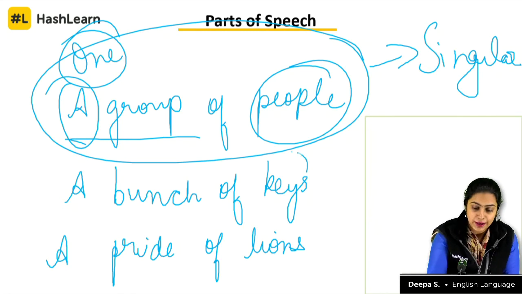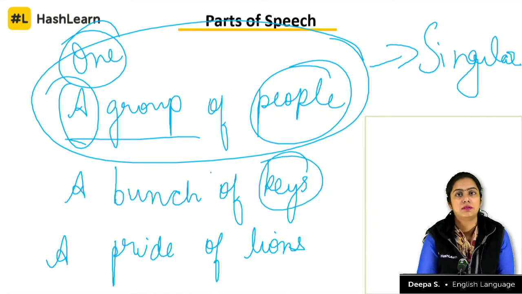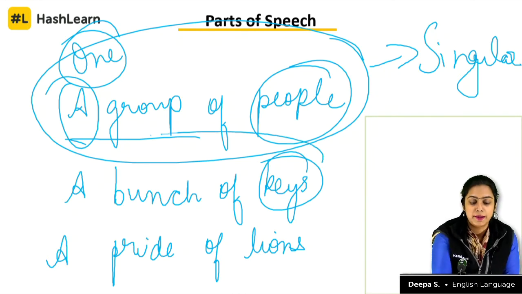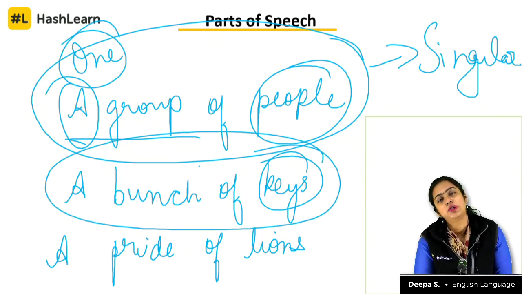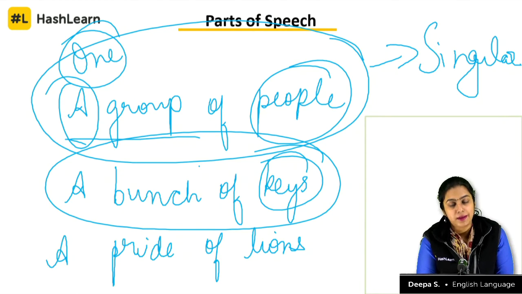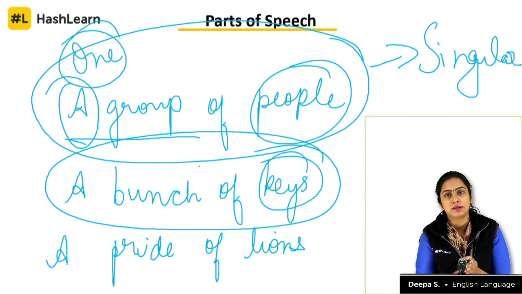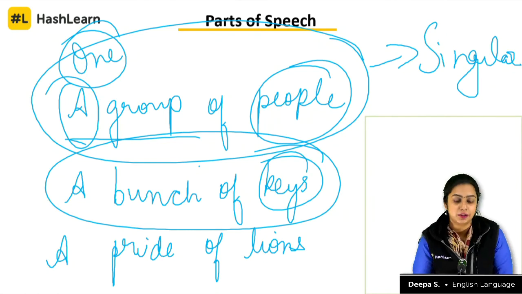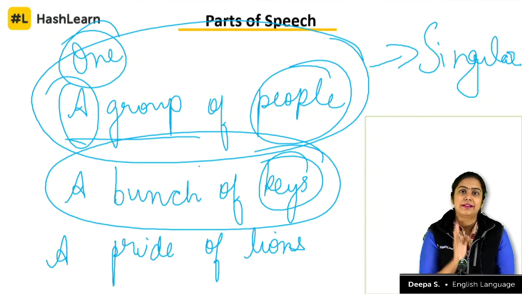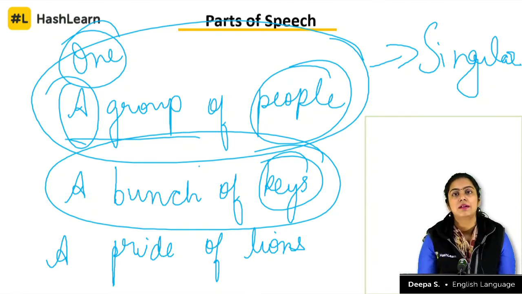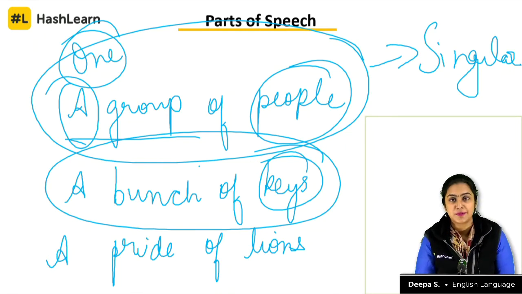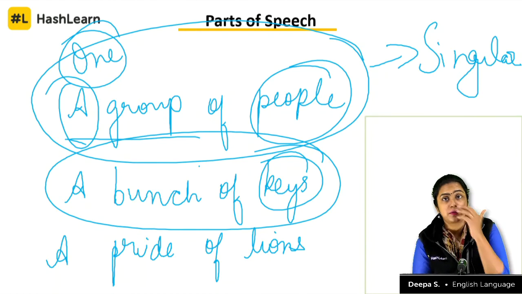Then you have keys. The word keys is plural. You mean more than one key. But a bunch of keys, in that aspect, you put all the keys together and call it one single entity. You cannot say a group of keys, by the way. There are very specific terms that are used to put together certain nouns. So it's always a bunch of keys.